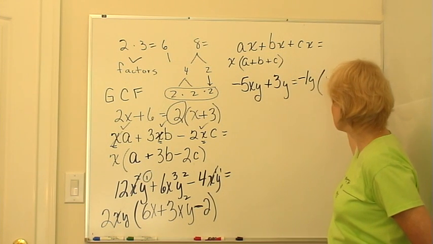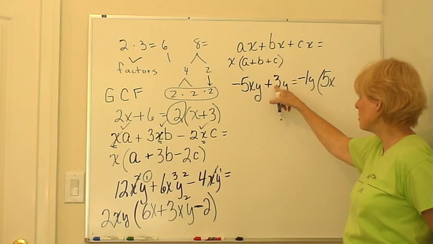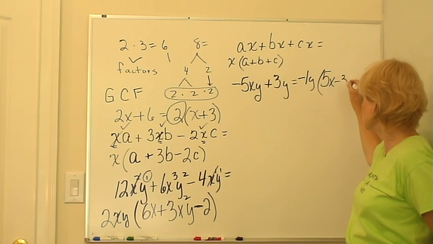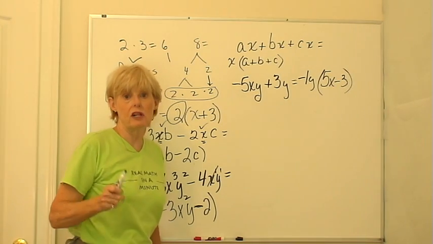The negative is gone, so I just have the 5x left. And then I factored out a negative, so I have negative 3 and the y is out. So here's what we have. We always want to check back, and that's how we know if we're right.